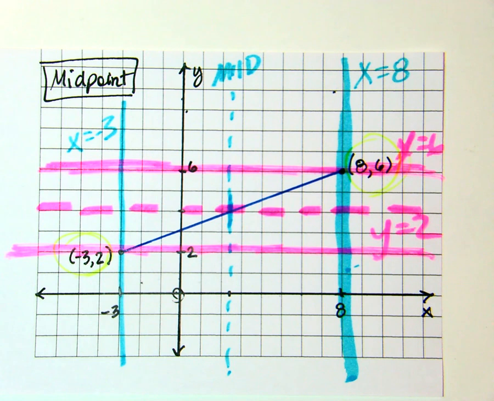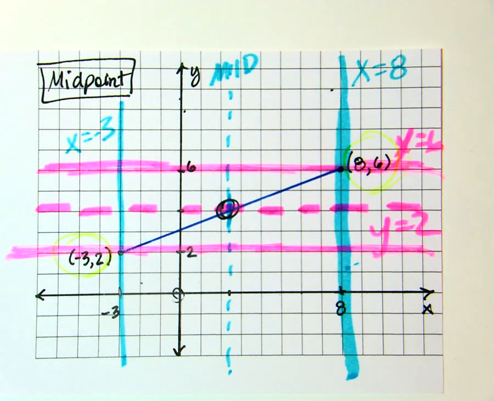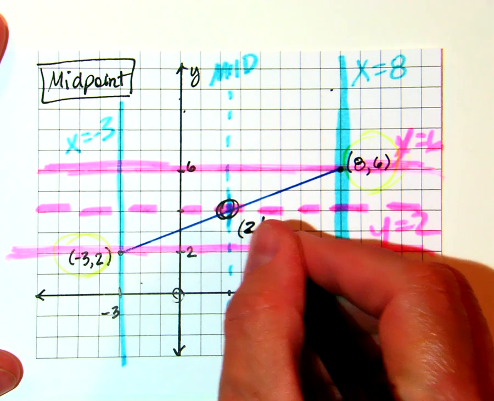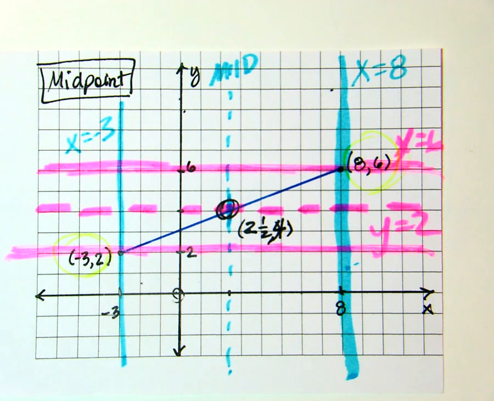So what we have here is that, conveniently, this point right here is in the middle left and right, the blue ones, and it's in the middle up and down, the pink ones. Everybody see that? Okay, that's the midpoint, and it's at 2 1/2, 4. That's where it is. That's the midpoint of the line segment with the 2 endpoints that are given. So it's the point that's in the middle of the 2 points.